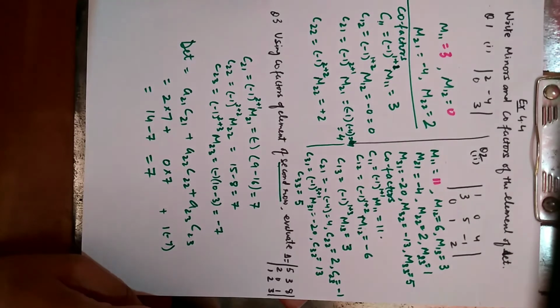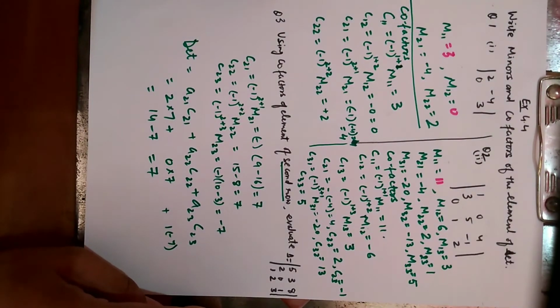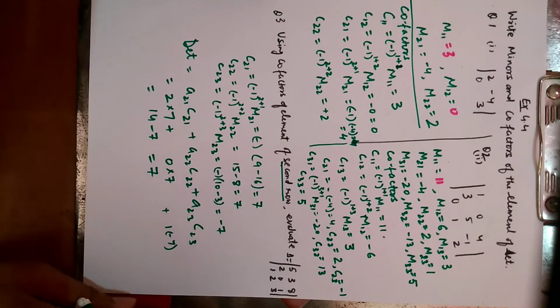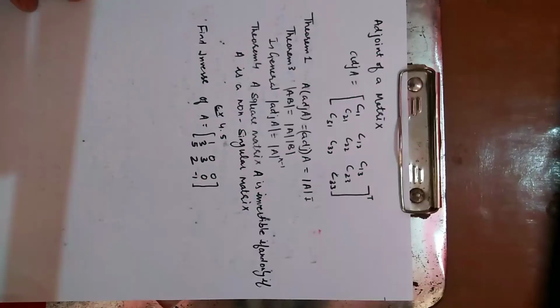So remember this important result. If you multiply the cofactors with the corresponding elements of the determinant, then your answer will be the value of the determinant. But if you multiply cofactors with any other row, then your answer will always be 0. You can verify this, or it is also there in the NCERT. You can see the example.